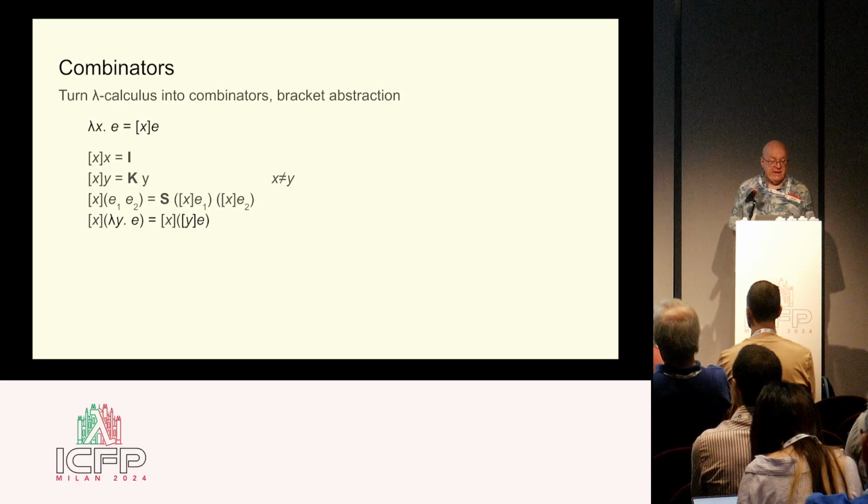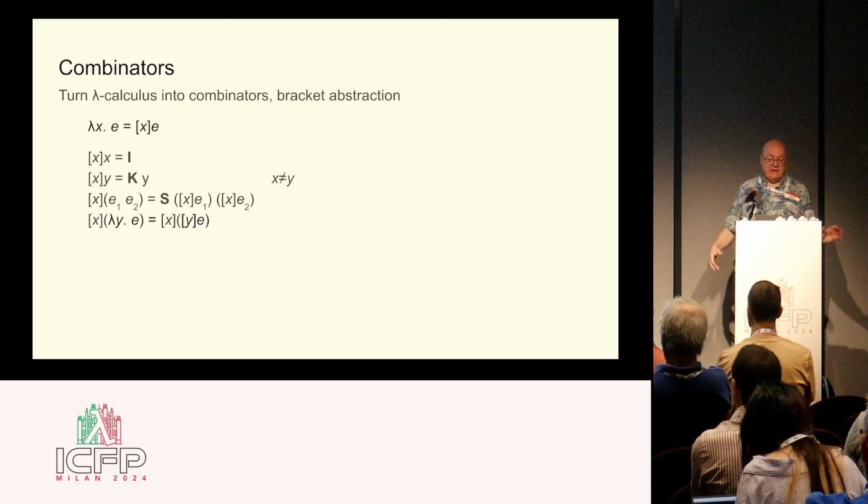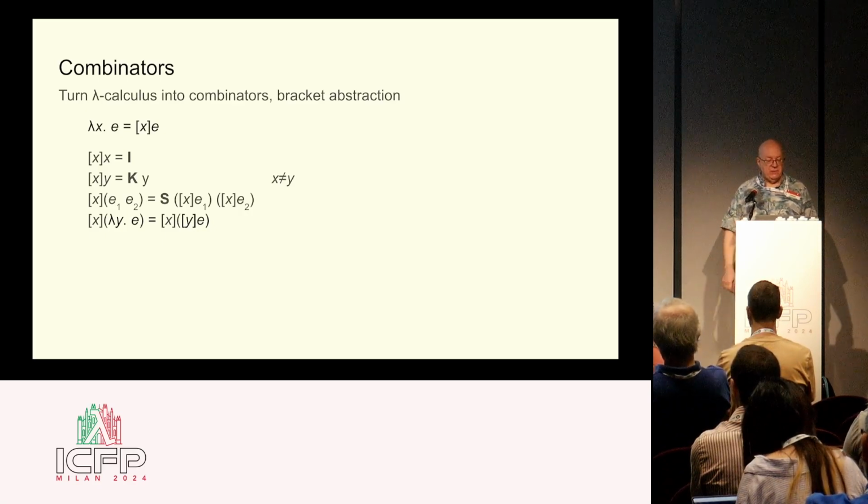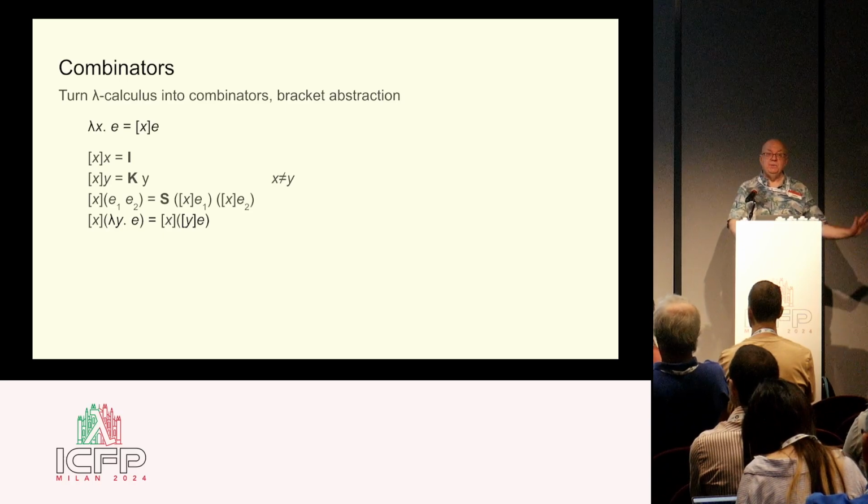And if it's an application, you just abstract x from both e1 and e2, and you put an S there, and it will take the x that will come later and give it to both sides. And if it's another lambda, you do another bracket abstraction. So super simple.